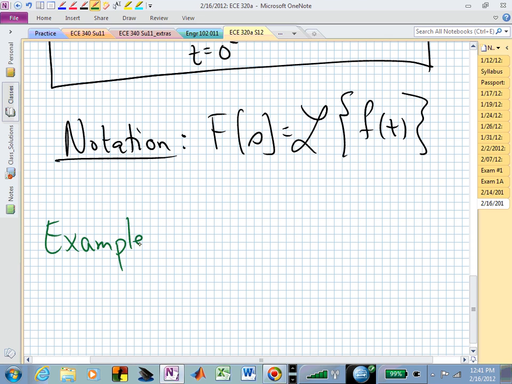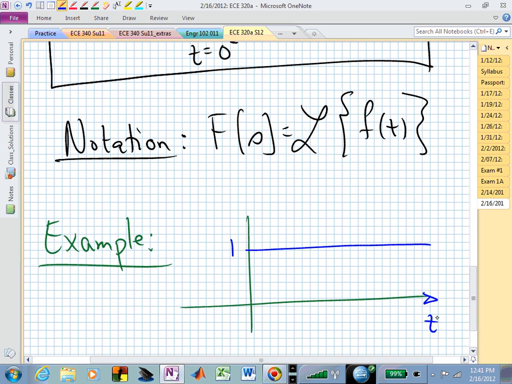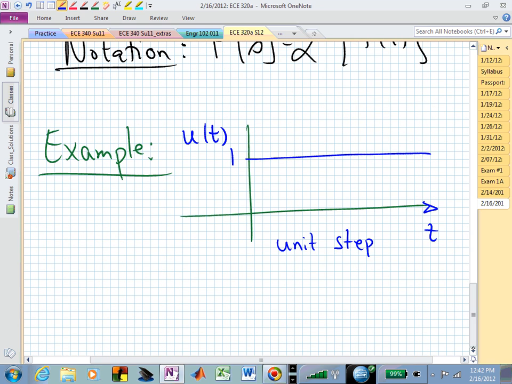Here's our example. We'll call that u of t. This is the unit step. That turns on at t equals 0. Actually, we will be just to the left of when it turns on when we say t at 0 minus. But that's right where it's at.